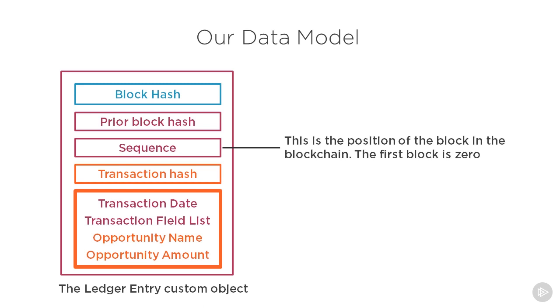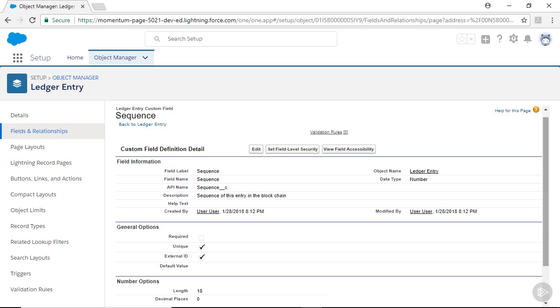Next comes the sequence number. Every block in the blockchain has a sequence number, with blocks numbered from 0. The sequence number is configured as a unique external ID field. This adds an index to the field, which improves performance when validating the entire chain, as to do so, it is necessary to iterate over all the ledger entry records in sequence order. The sequence number is included in the block hash. This ensures that it too can't be tampered with.